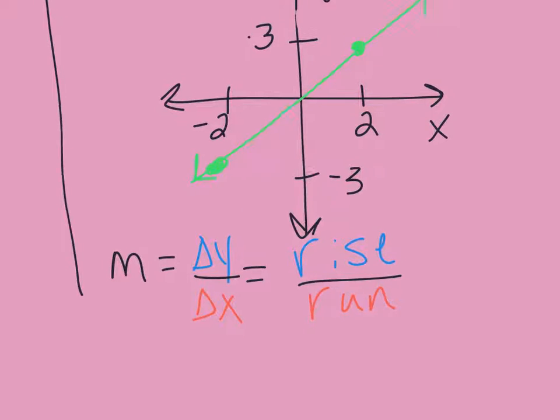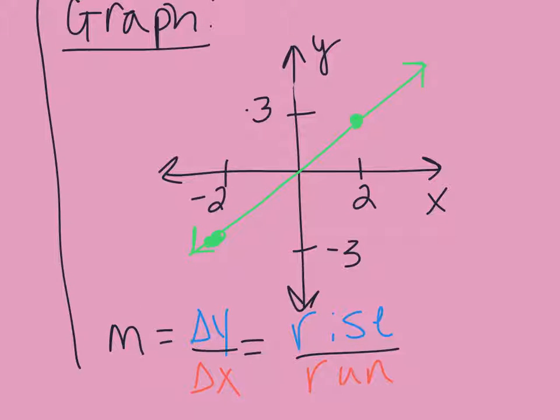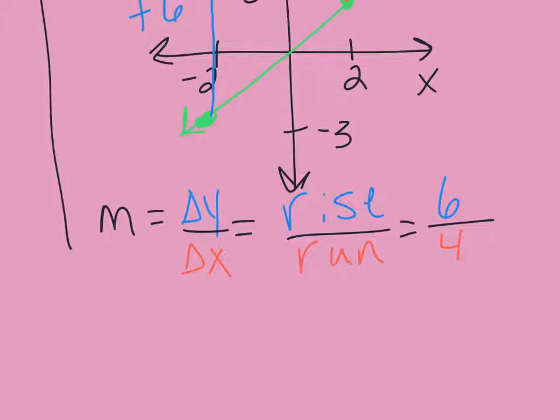So, back to my graph. From this point here to here, that's from -3 to +3. That's a distance of 6. So 6 over, and from here to here, that's a distance of 4. From -2 to +2 is 4. So you are going to simplify that. So your slope is 3 over 2.